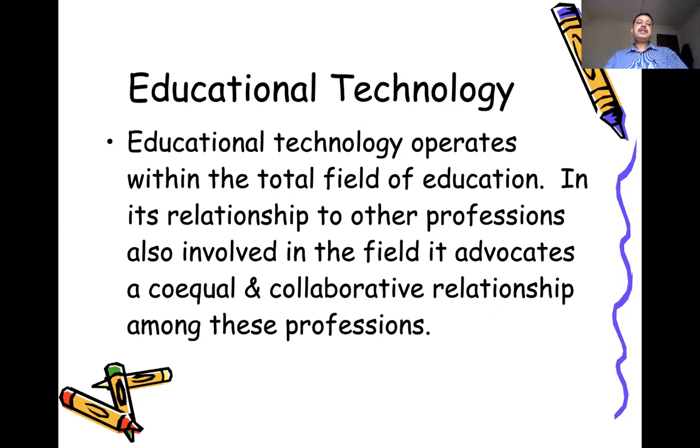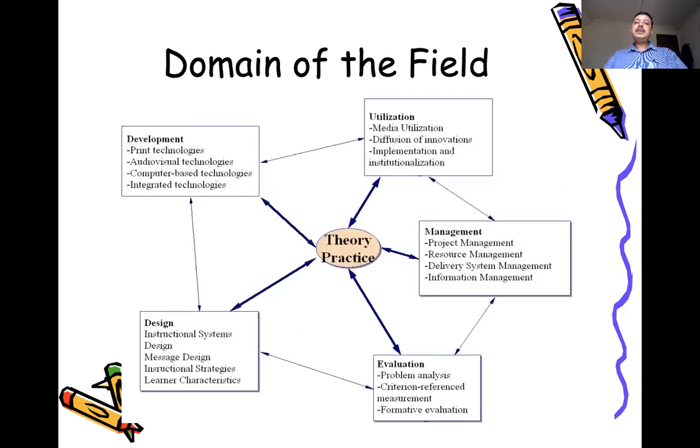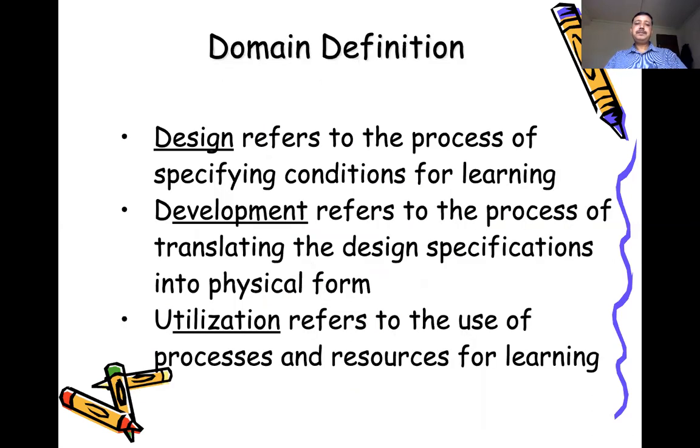And what really is education technology? Education technology operates within the total field of education in its relationship to other professionals also involved in the field, and advocates co-equal and collaborative relationships among the professionals. These are the dimensions of the field: design, development, utilization, management, and evaluation. These are the five steps or domains of the education technology field.